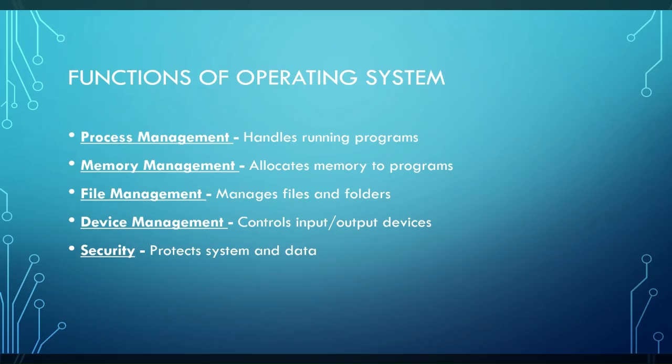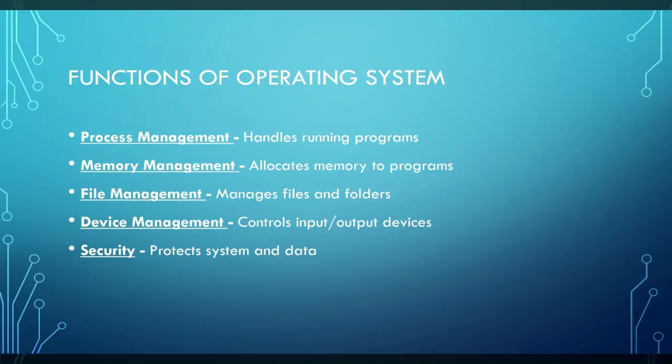Now, the operating system. The operating system has various functions. First is process management, which handles running programs. How programs are run in the computer system comes under process management. Next, we have memory management, which allocates memory to programs. How much storage space is given to each program is assigned by the operating system. Next, we have file management. Here, the files and folders of the system are managed.